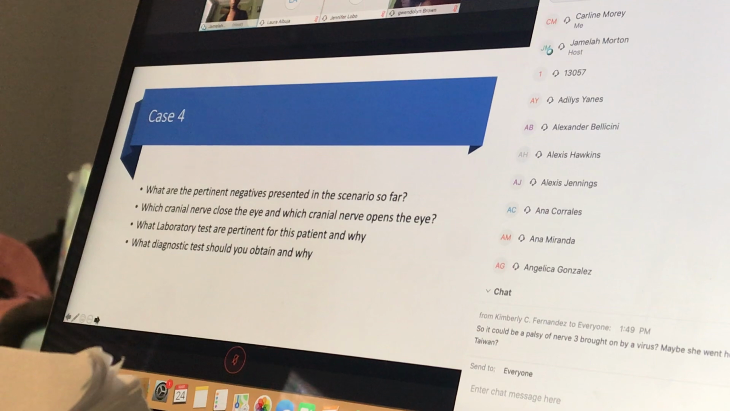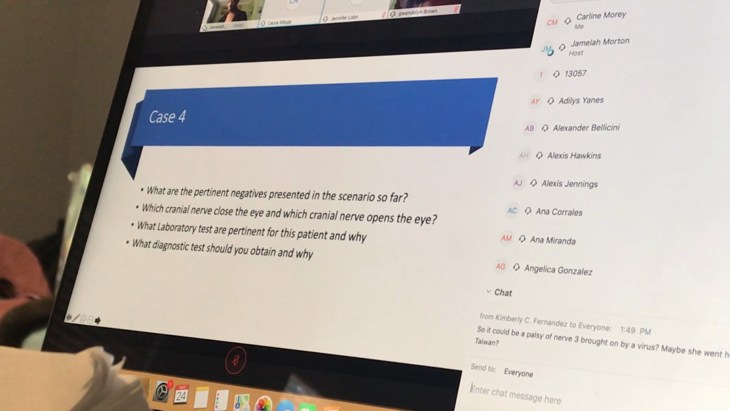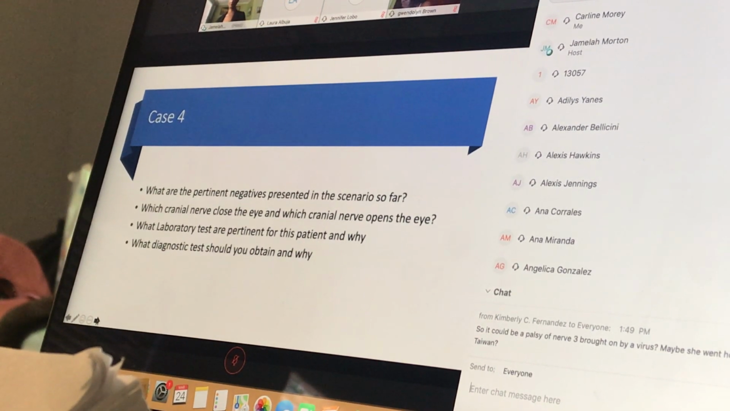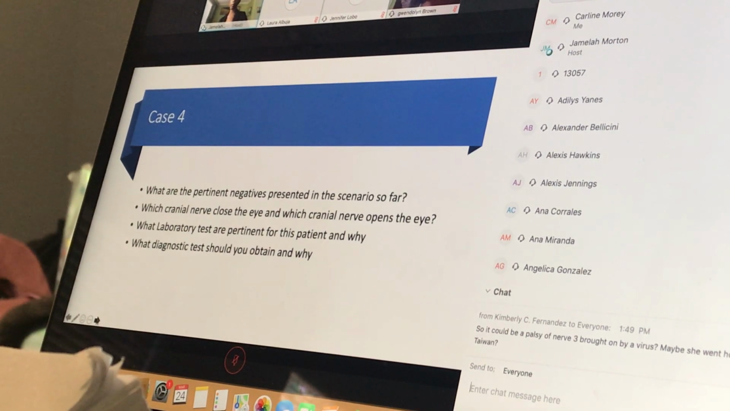What laboratory tests are pertinent for this patient? Sorry, someone else had a question real quick. So it could be a palsy of nerve 3 brought on by a virus. Maybe she went home to Taiwan. Could be. The viruses that come to mind are herpes simplex virus, Lyme disease. Okay, so yes, it could be a virus.